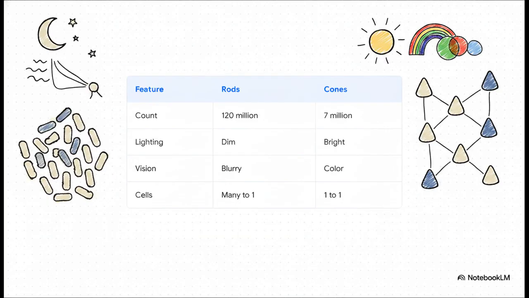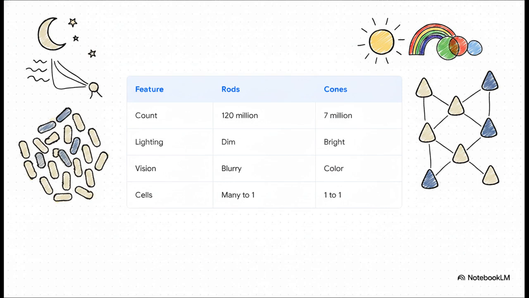Now, their different forms dictate very distinctly different functions. We have about 120 million rods, and they are incredibly sensitive. I mean, they're capable of absorbing just a single photon of light. This makes them our ultimate dim light night vision specialists. But there's a catch. They only give us blurry black and white images because multiple rods are all funneling their signals into just one neuron.